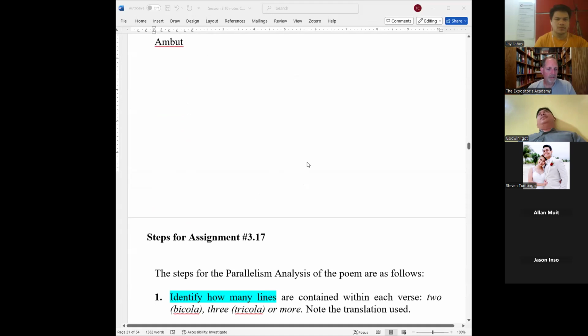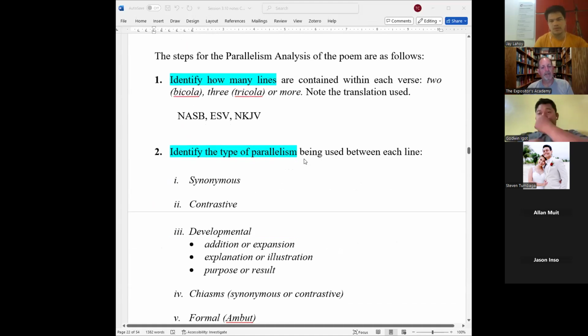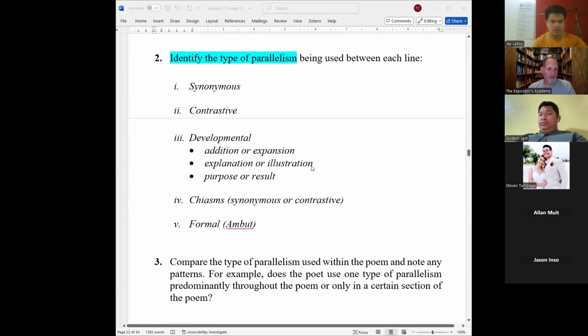We won't have that issue with Proverbs. I think it's almost always 2 lines. So we don't have to worry about it here. But when we're doing the Psalms or sometimes other texts, there will often be at least a verse or two that has more than 2 lines. It's more than a couplet. All right. But we won't worry about that for Proverbs in this case. Okay. So with that, here's the 2 steps. Identify how many lines, then identify the type of parallelism used between each line. And again, here's the kinds.